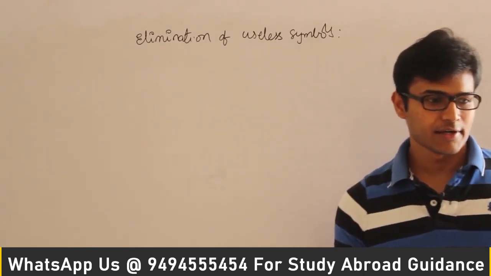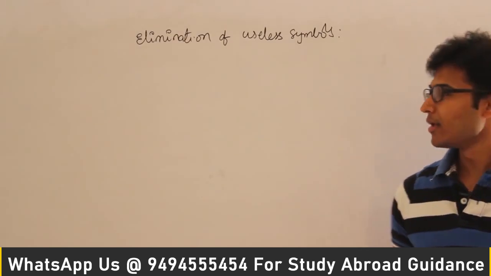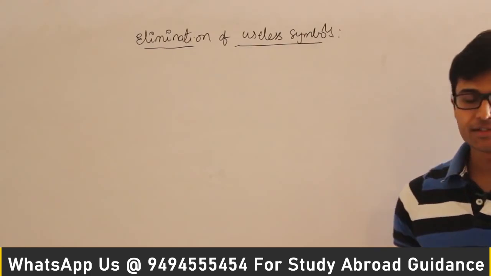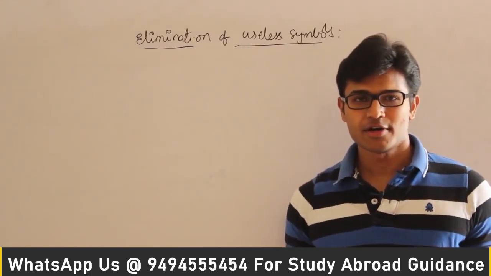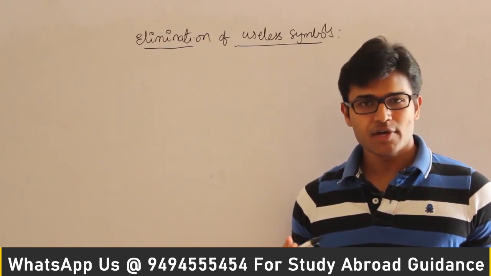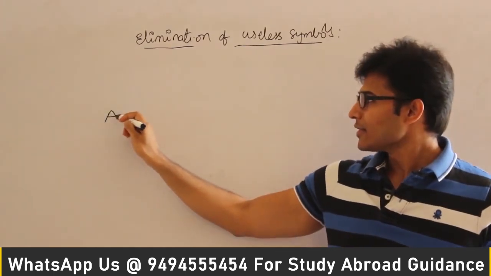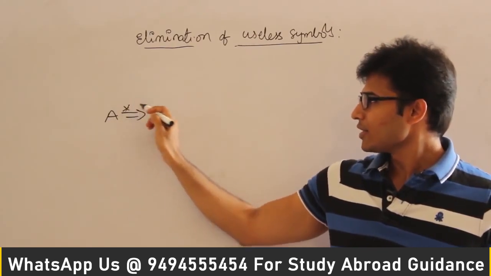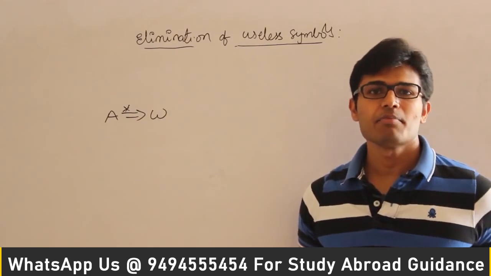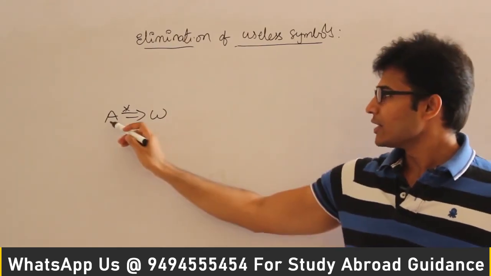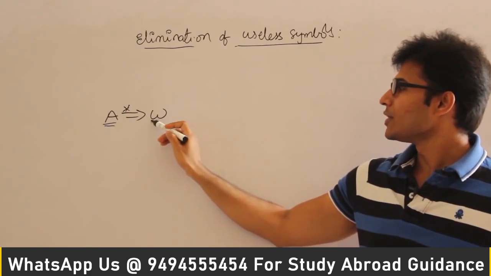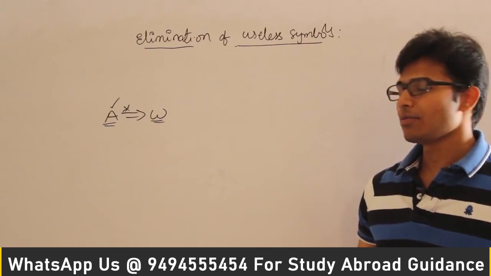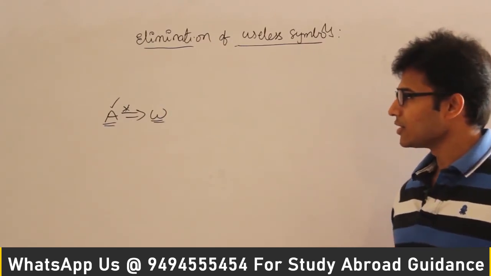Instead of talking about useless symbols, let's talk about useful symbols. What are the useful symbols in a grammar? If we have a variable A in the grammar, then it is said to be useful if it is able to derive some string, a part of the string. Okay. So if a variable is able to derive a string of terminals, then maybe it might be useful. I am not saying that it will be useful, it might be useful, right?